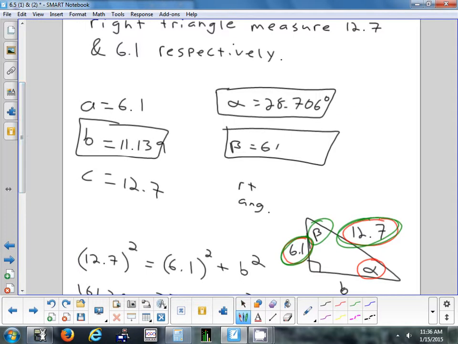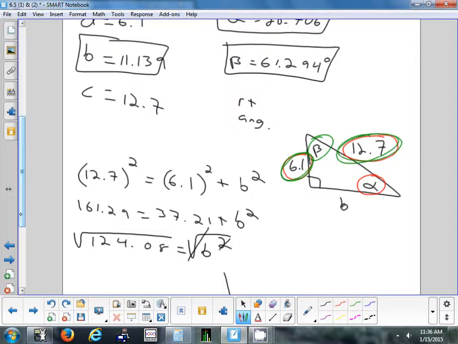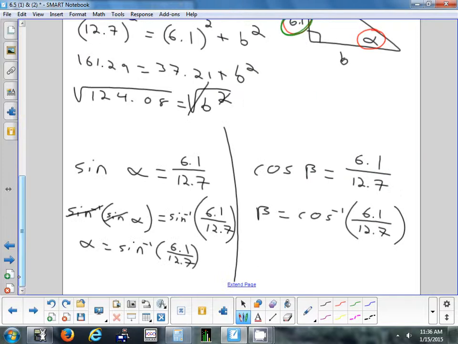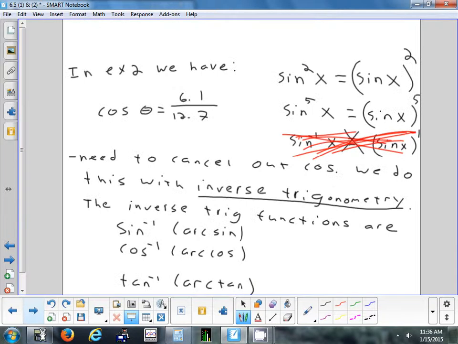61.294. So anytime they give you a problem and you start off with 2 sides, you have to use inverse trig. Inverse trig is always used when you need to calculate an angle. If you don't need to calculate any angles, you don't need to use inverse trig. Any questions on that one? Okay, so that's the second case.